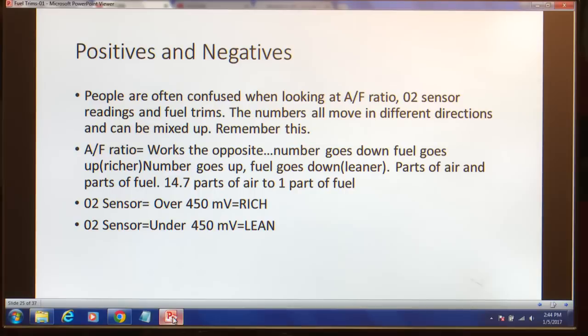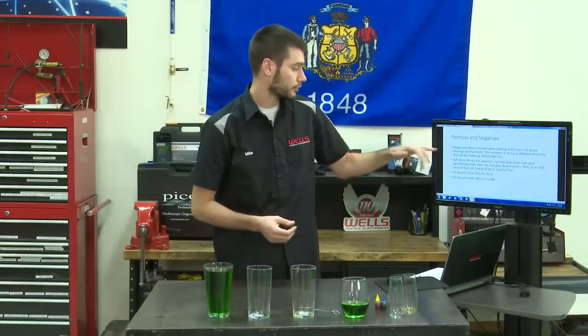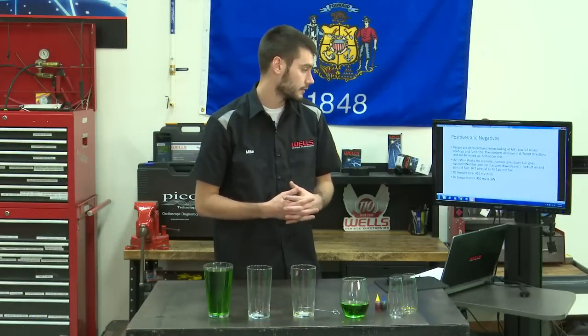Your air-fuel ratio goes up, your numbers go up, you're going to go lean. If the number goes up, you're going to be taking fuel away. You're going to bring the fuel down. If the number goes down, you're going to be adding fuel. So if you go from 14.7 down to 10, you're adding fuel. The numbers go down, you're adding fuel. The numbers go up, you're taking away fuel. So air-fuel ratio and lambda work the opposite.